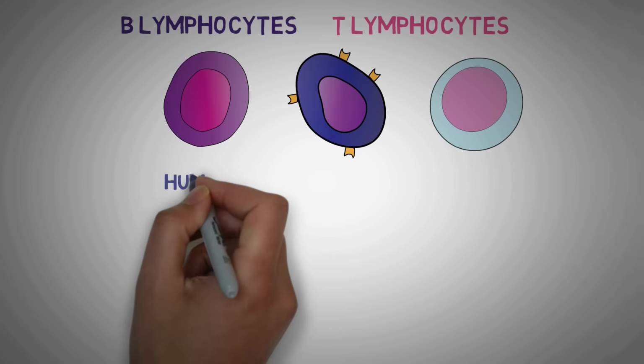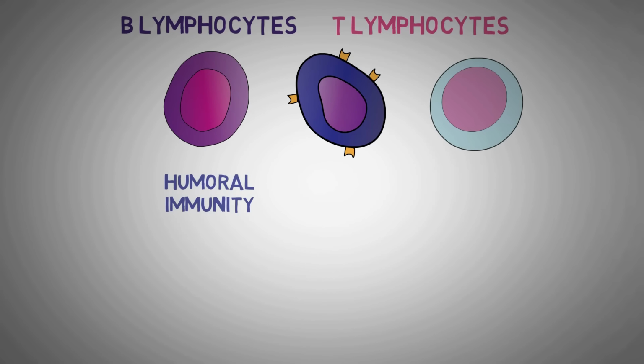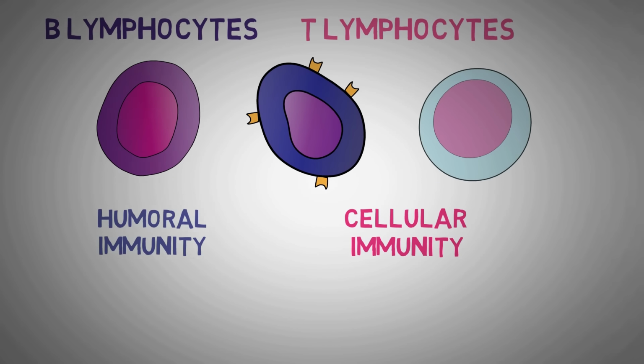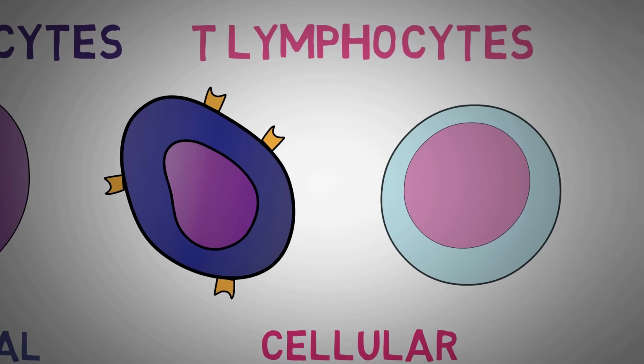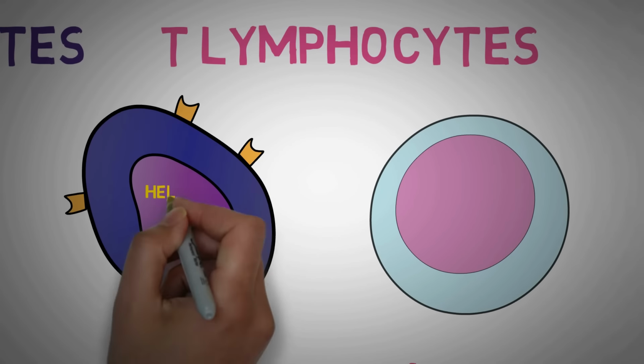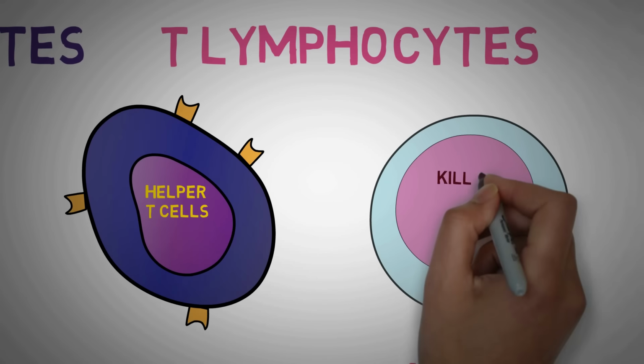The adaptive immune system is divided into two main types: the humoral immunity, which is due to the B lymphocytes, and the cellular immunity, which is due to the T lymphocytes. The T lymphocytes are again divided into two major types: the helper T cells and the cytotoxic or the killer T cells.